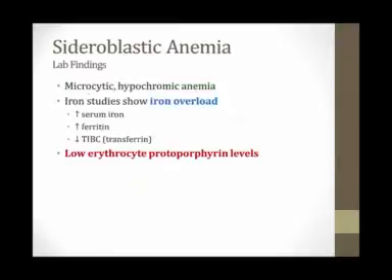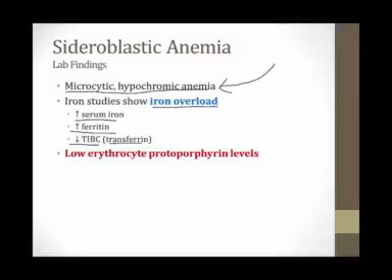The lab findings among patients with sideroblastic anemias include a microcytic hypochromic anemia. Remember what we've said several times in this module, that when you cannot make hemoglobin, you can develop a microcytic hypochromic anemia, and if you can't make heme molecules in a sideroblastic anemia, you are not able to make hemoglobin. Importantly, the iron studies show iron overload. There will be a high serum iron, a high ferritin level, and a low TIBC and transferrin level.